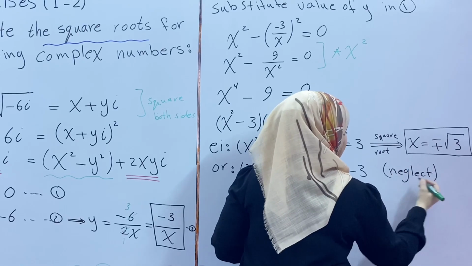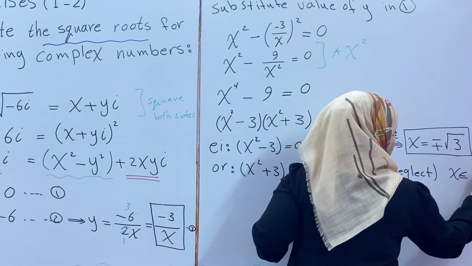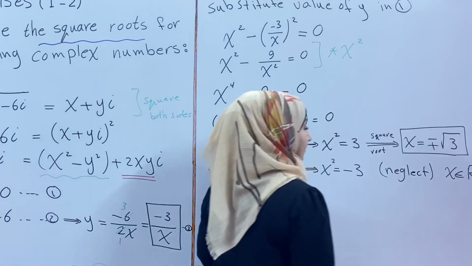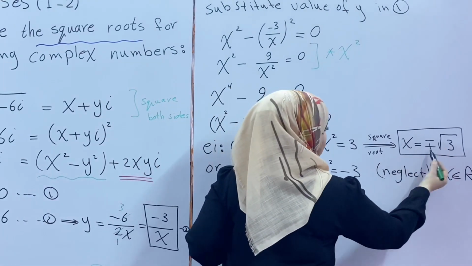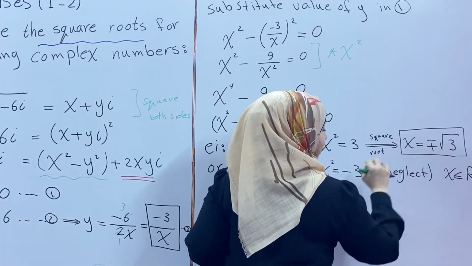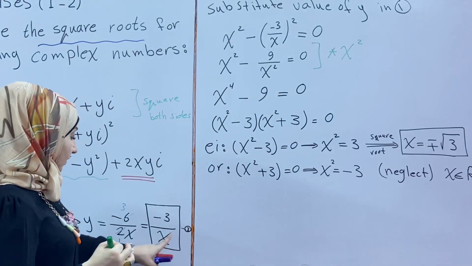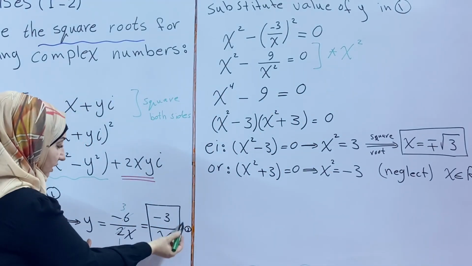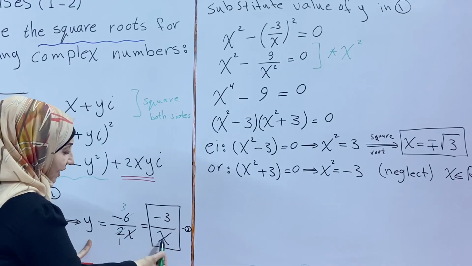Neglect this value for x because x belongs to R. x is a real number. So we have two values for x. We will substitute the values of x in equation 3, because in equation 3 we have the value of y denoted by x.